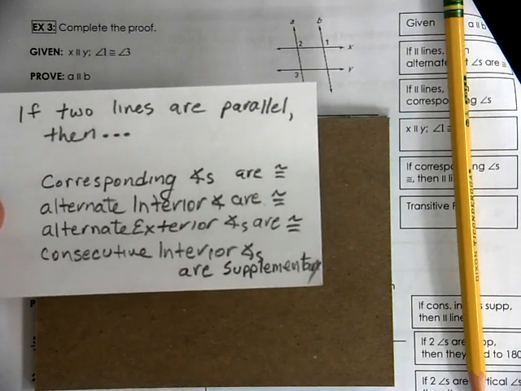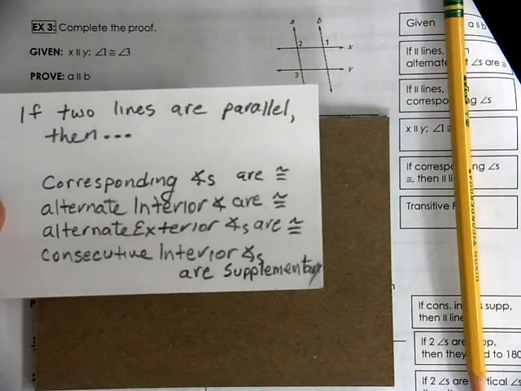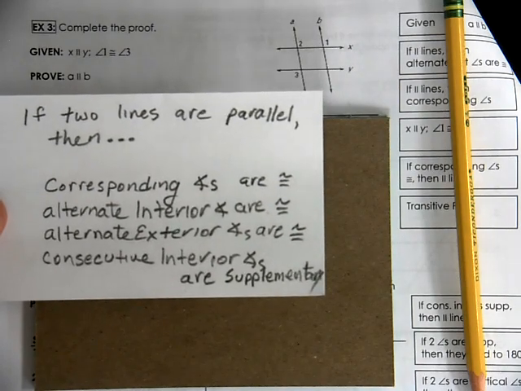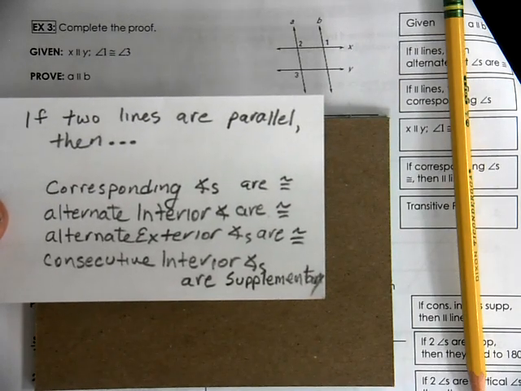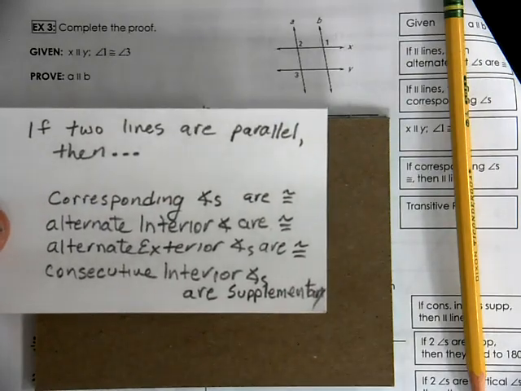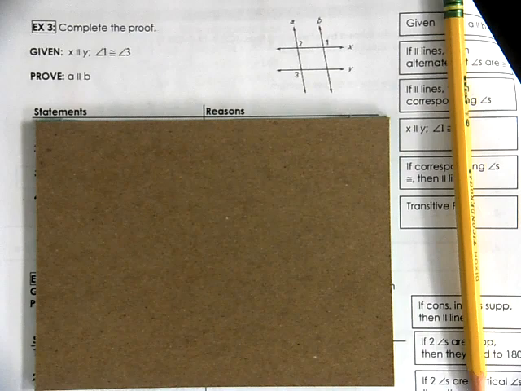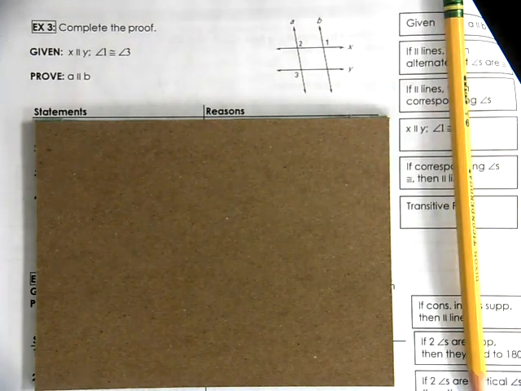Can you find corresponding angles that are congruent or alternate interior or exterior? Can you find those being congruent to show the lines are parallel? That would be the converse. And that's what we're working on here. So pause the video, give that a try.